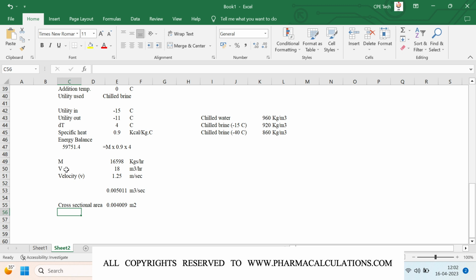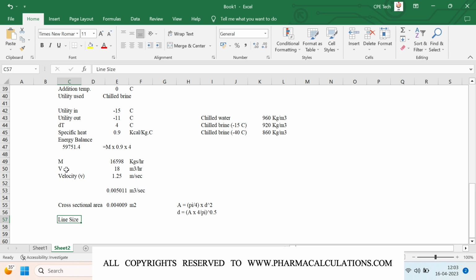Okay, so after getting this cross-section area, the formula to calculate the line size is, area equals to pi by 4 d square. So this is the formula, and we can rewrite this formula as d equals to (A into 4 divided by pi) to the power 0.5. So we can use the formula to calculate the line size.